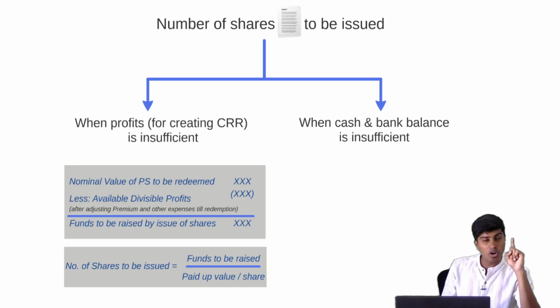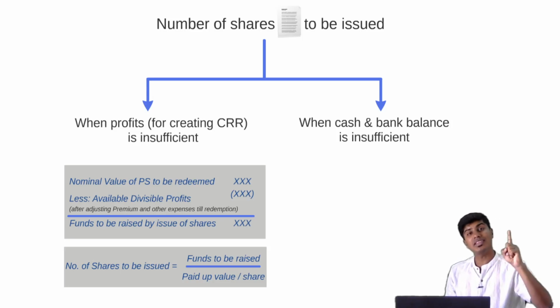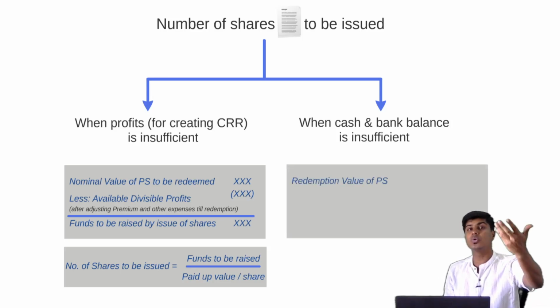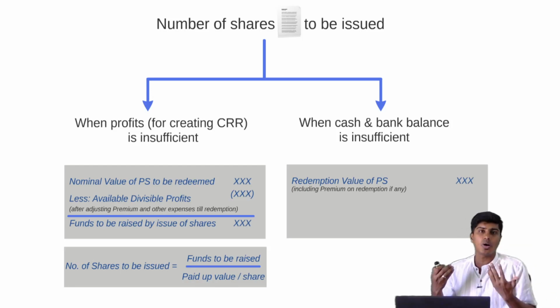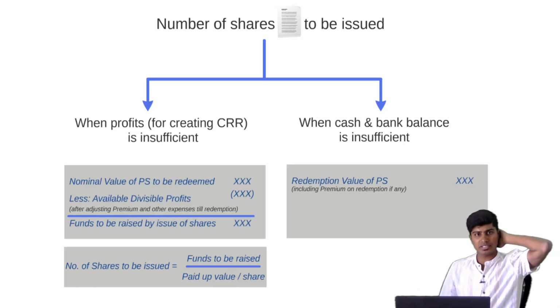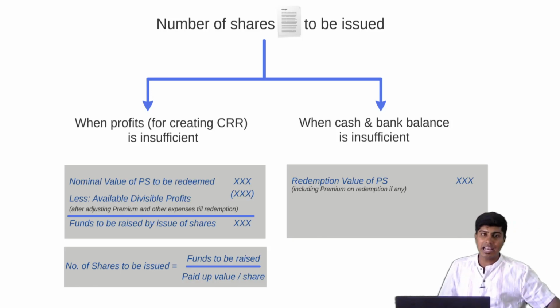Remember this. I will not start with the nominal value of preference shares to redeem. I will start with the redemption value, that is including the premium, if any. So when I start with this value, from this I deduct the cash that is already available with me. Let's say I want to redeem 1 lakh worth preference shares at 20% premium, summing up to 1 lakh 20.